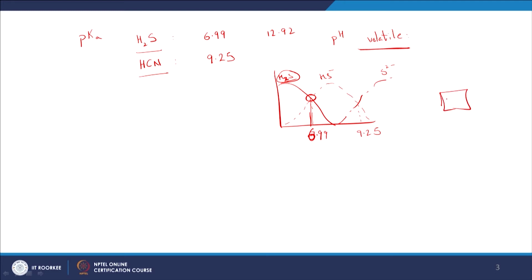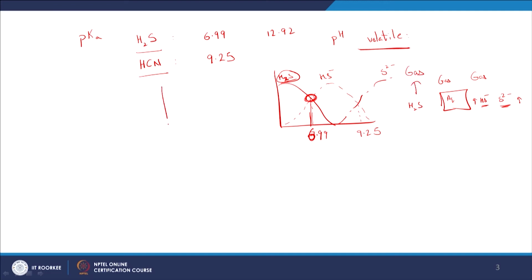So let us say this is the aqueous phase and this is the gaseous phase. If it is in the form of HS minus or S2 minus, being negatively charged, and water being a polar compound, it will be relatively difficult for these two compounds to change phase into the gaseous phase. But if it is in the form of H2S, which it can be at around pH 7 as you see here, it can change phase into the gaseous phase.